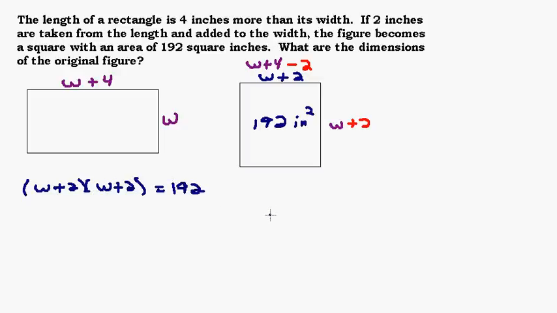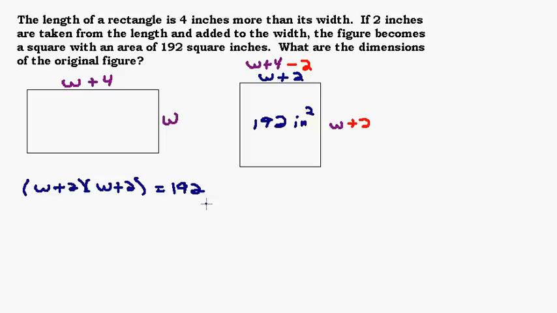Some of you are thinking, wait a minute, why didn't you use the W plus 4 and the W? Because they didn't tell me what the area of this rectangle was. I used this W plus 4 and this W to figure out the W plus 2 and W plus 2 for the square, which helped me figure out how to write the area of the square as 192. Now, if they would have told me the area of the rectangle, I would have used the W plus 4 and the W. So hopefully that helps you see why we use that for the equation.